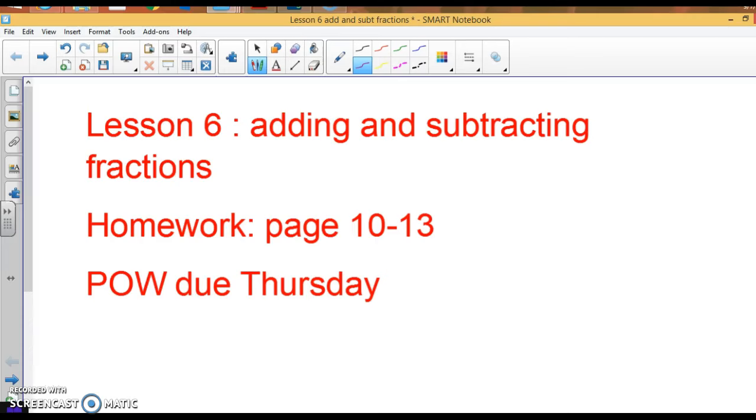Today we're going to talk about pre-algebra, Unit 1, Lesson 6, adding and subtracting fractions. This is pretty much a review from elementary school, but we're still doing it.